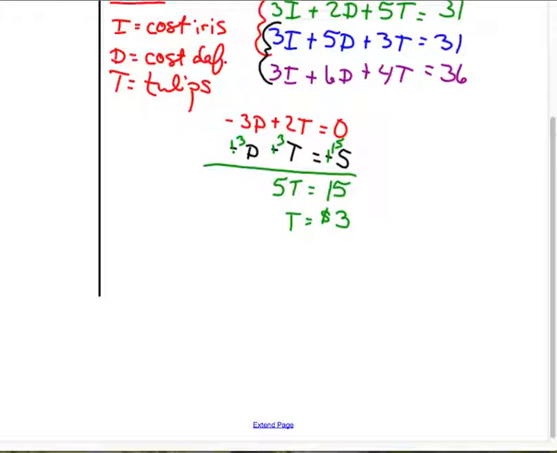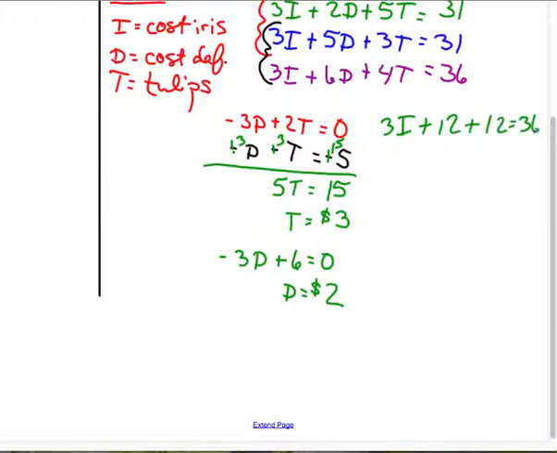Substituting back into the red equation because I didn't mess with that one, negative 3 daffodils plus 2 tulips equals 0. Adding the 3 daffodils over and dividing by 2, dividing by 3, I'm getting ahead of myself. My daffodils are worth $2 each. And I'm just going to go ahead and use my purple equation here. So 3 irises plus 6 daffodils at $2 each plus 4 tulips at $3 each gives me $36. Subtracting 24 from both sides and dividing by 3, my irises are $4 each.